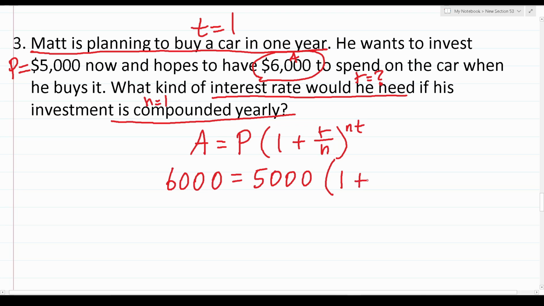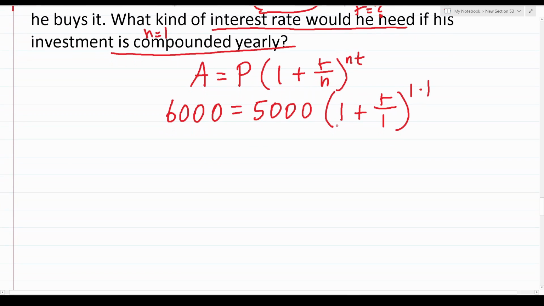This is 1 plus R. We don't know what R is. We're trying to figure out what R is, so we'll leave that as just R. N we identified as 1, and T we identified as 1, so this is 1 times 1. All right, so let's keep working these things out.